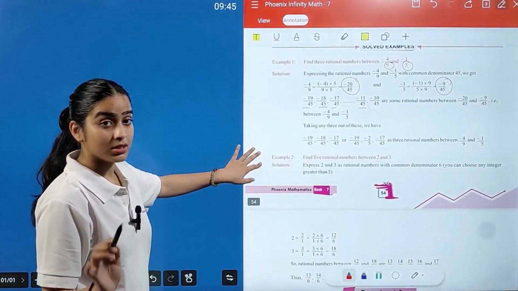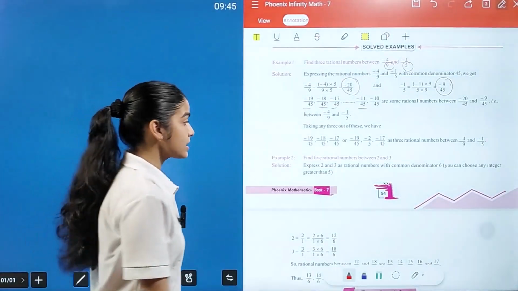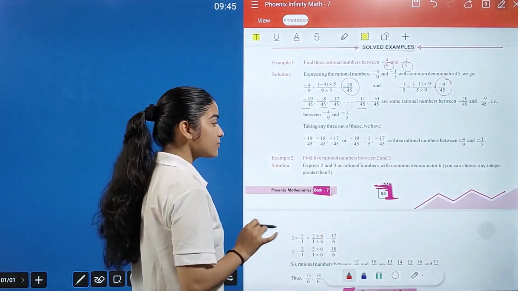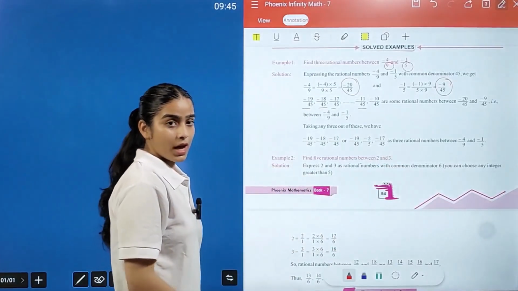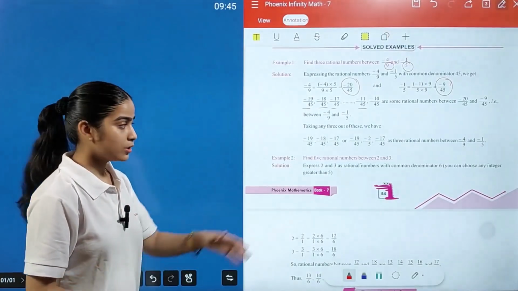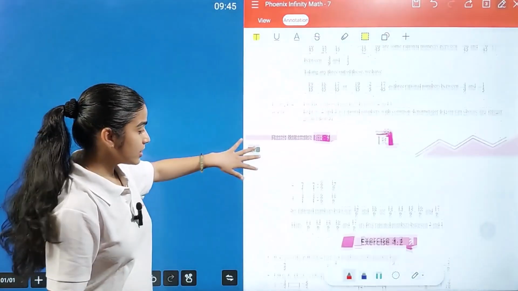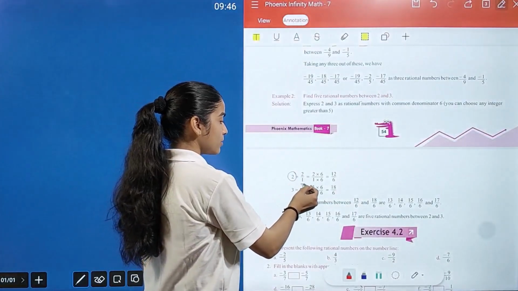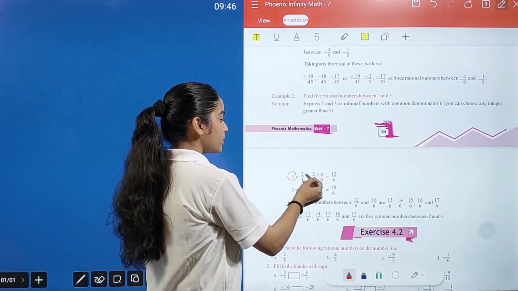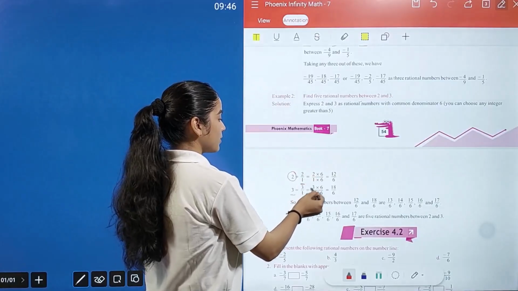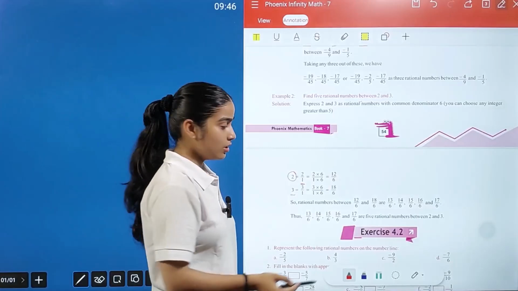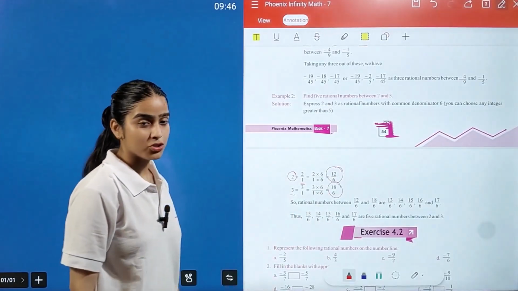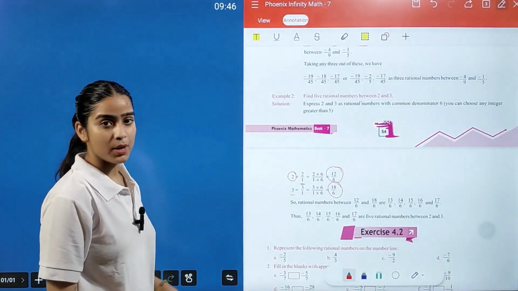I hope, students, this is clear to you. Okay. Next, find 5 rational numbers between 2 and 3. So how can we find 5 rational numbers between 2 and 3? We have 2 and 3. For this, I can convert these whole numbers into rational numbers with denominator 1: 2 by 1 and 3 by 1. If I multiply with 6, I get 12 by 6 and 18 by 6. Now you can simply write your rational numbers between 12 by 6 and 18 by 6.